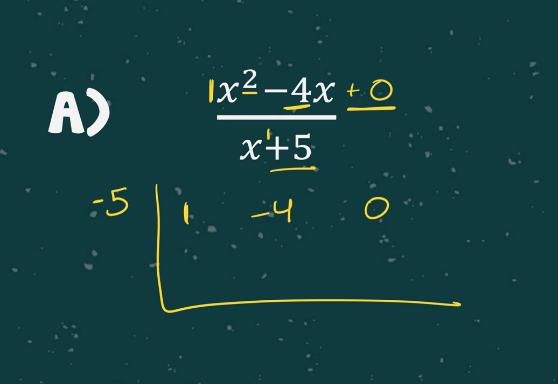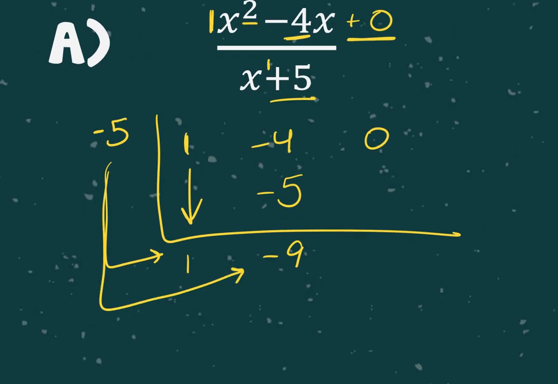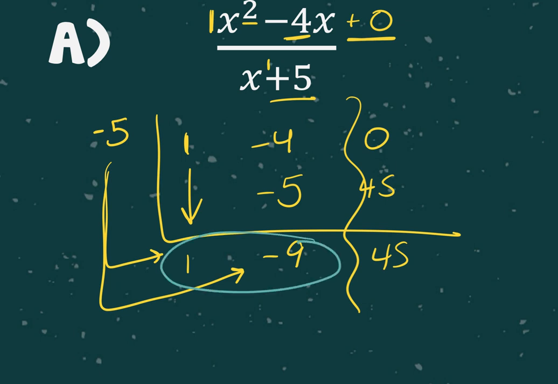We need those to be in order, decreasing degree, and if any term is missing, we plug in a 0 to hold its place. Then you bring down the first term. So I bring down the 1. I multiply by -5, put it in the next column, add it, it's -9. Multiply it by -5, put it in the next column. I don't even need to add it because I completely ignore the remainder for slant. What I take is what's left.